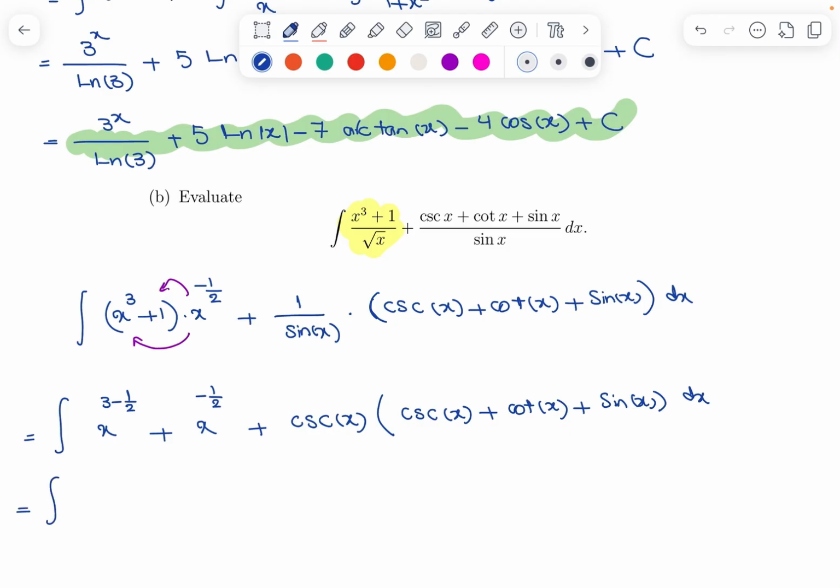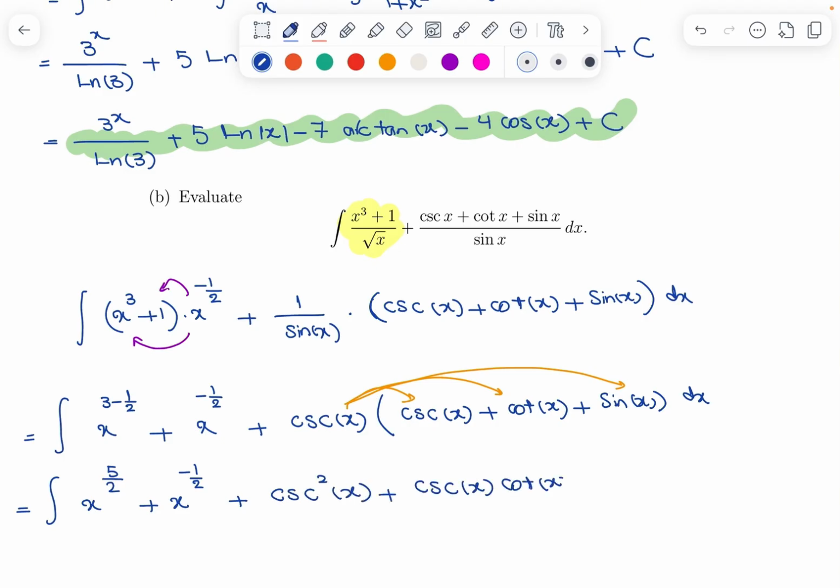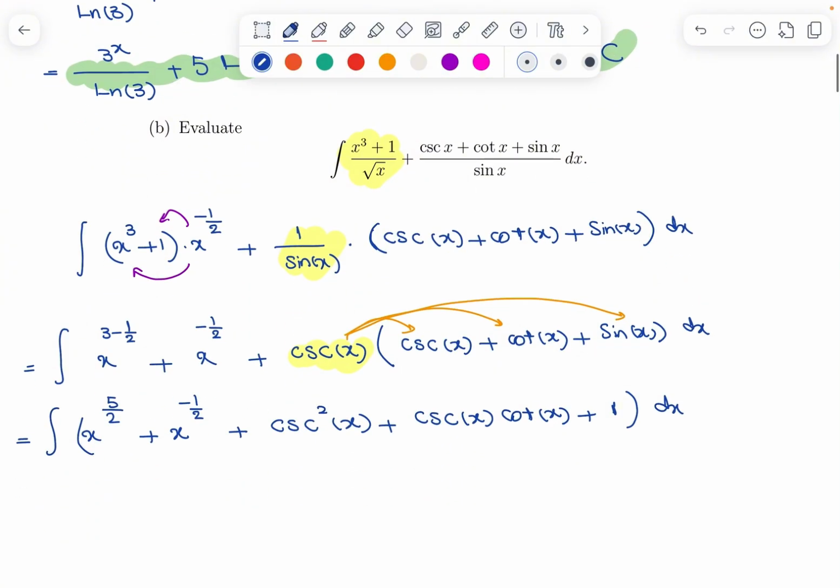So therefore we will get x^(5/2) plus x^(-1/2) plus, again by using the distributive property, you can rewrite this expression as cosecant squared of x plus cosecant of x times cotangent of x plus cosecant of x times sine of x. Because cosecant is 1 divided by sine, you can cancel sine from top and bottom and you will get 1 dx. So now we can separate this indefinite integral and find the antiderivative of each function separately.